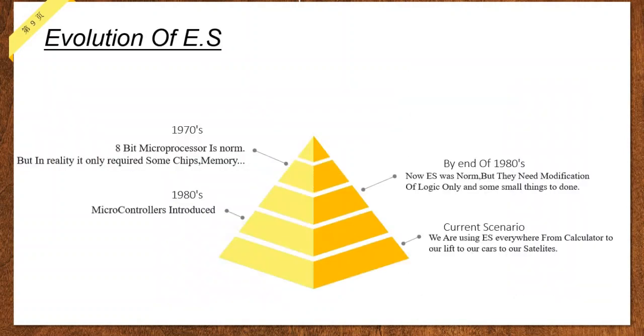Now going to the evolution, we have this pyramid. In the 1970s, if someone said we are going to make an 8-bit microprocessor, people thought it was impossible. But in reality, they just needed some logic gates, some chips, and some memory to make it. In 1980, microcontrollers were introduced to the world. By the end of the 1980s, people thought they couldn't make embedded systems of their own. In the current scenario, 2020, we have embedded systems from our calculators to our lifts to our cars to our satellites. All are equipped with embedded systems, and they are performing their operations.